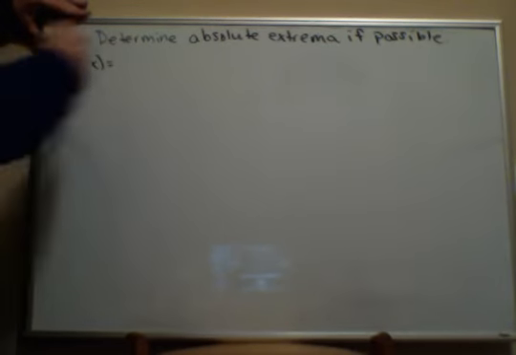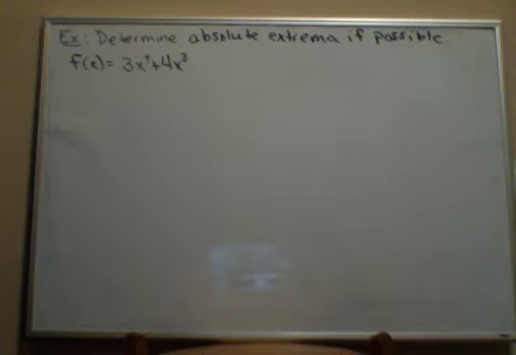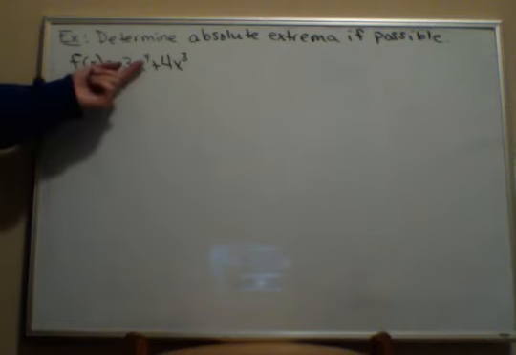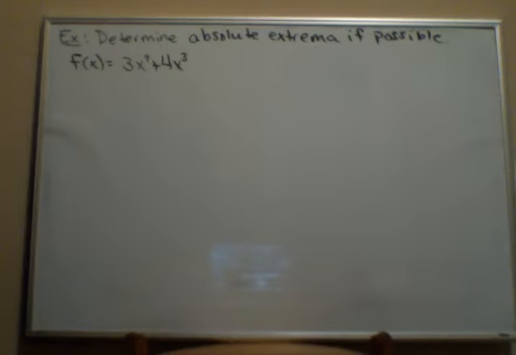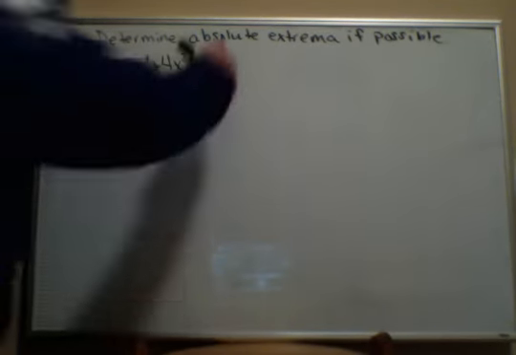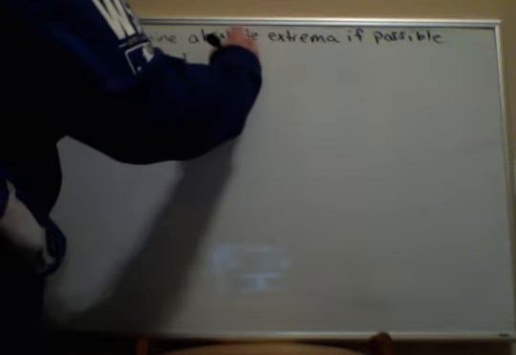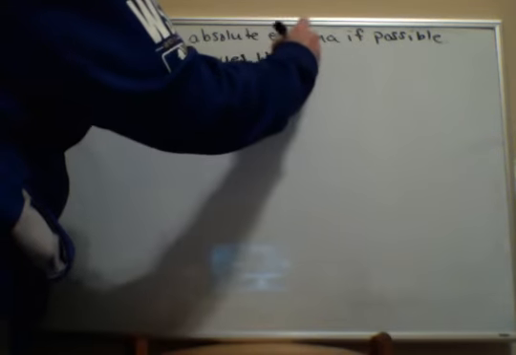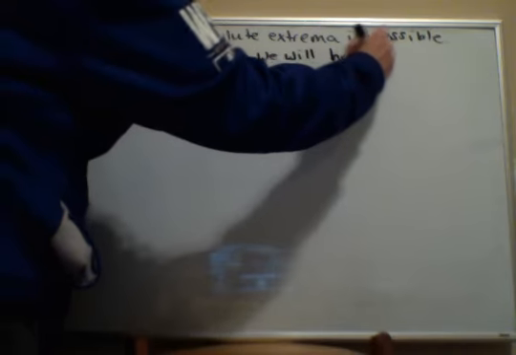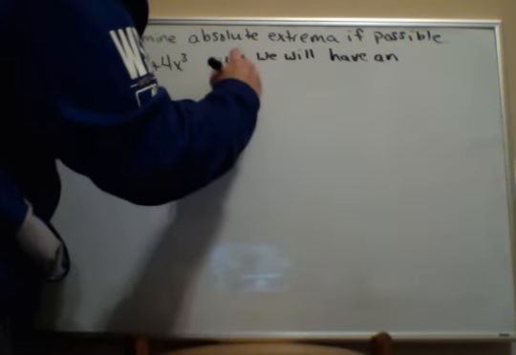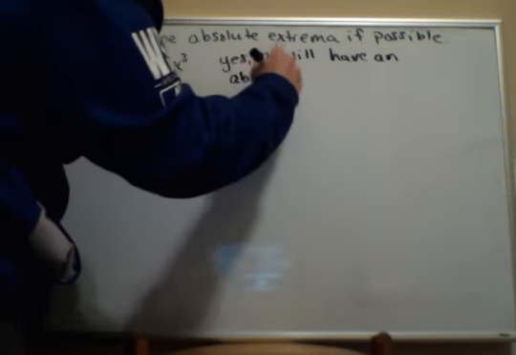3x to the fourth plus 4x cubed. So we need to first determine if we would have absolute extrema. In this case, we can tell that we will because we have a degree that is even and a leading coefficient that's positive. So yes, we will have an absolute minimum.